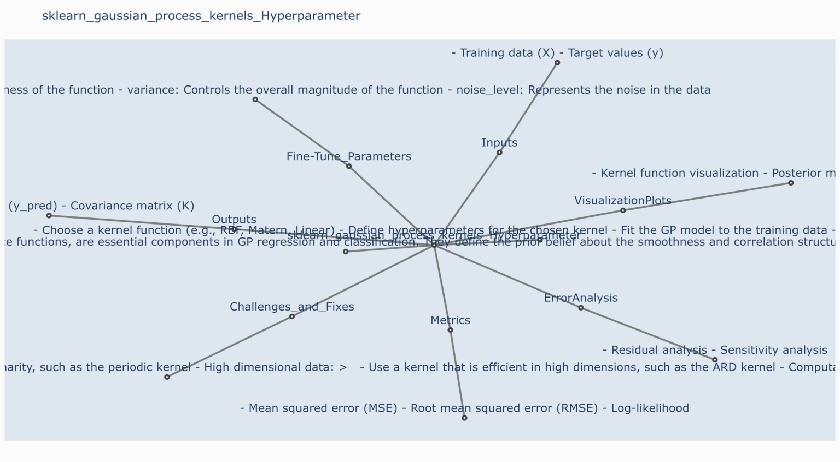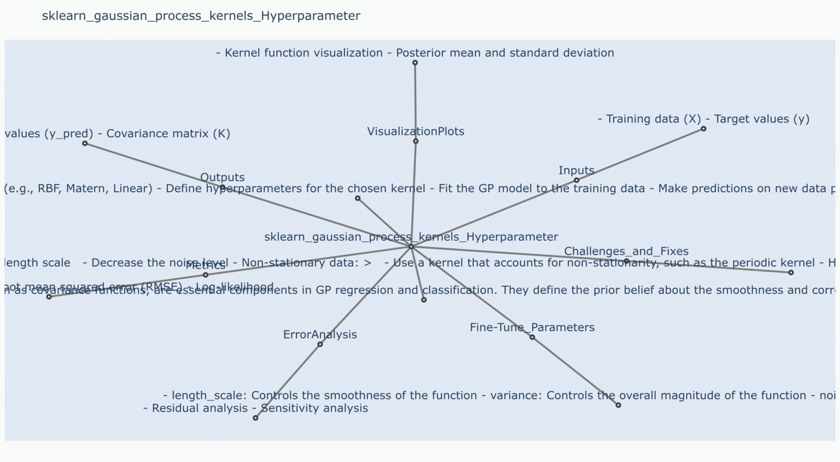sklearn Gaussian process kernel's hyperparameter. Description: explain in detail. Inputs: a set of training data points, represented as an array of shape (n_samples, n_features), where n_samples is the number of samples and n_features is the number of features.